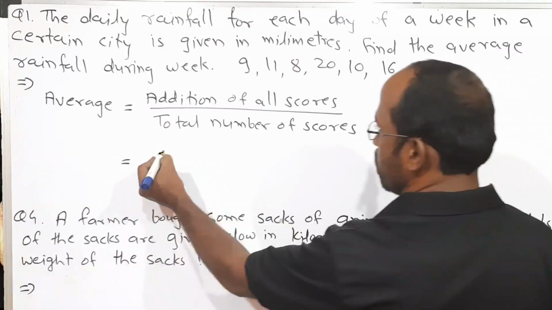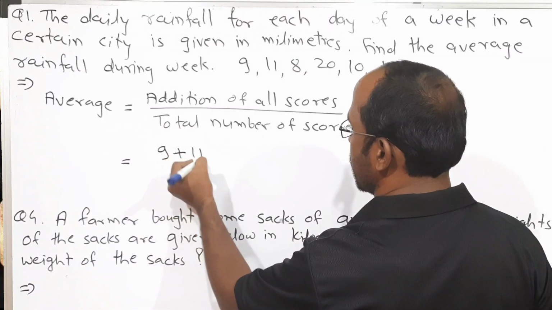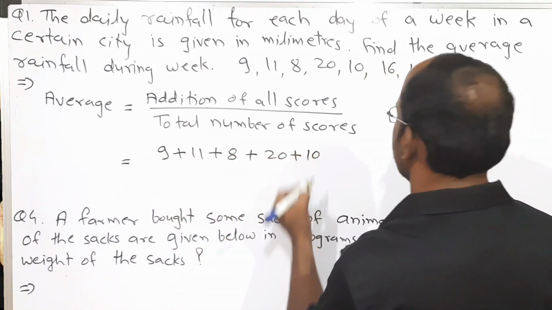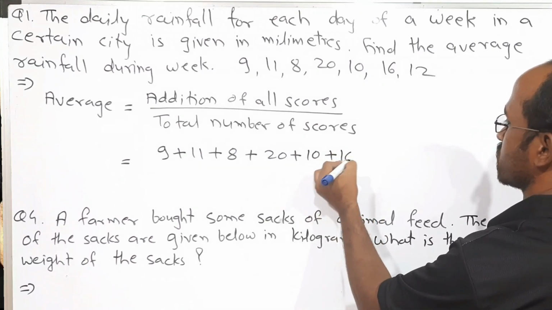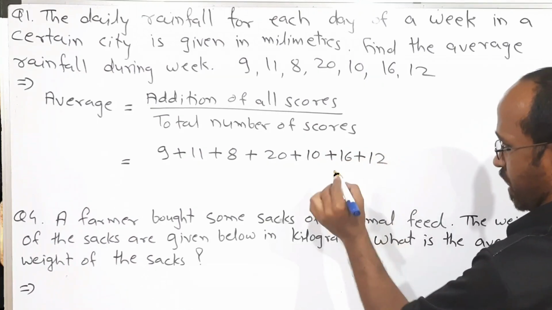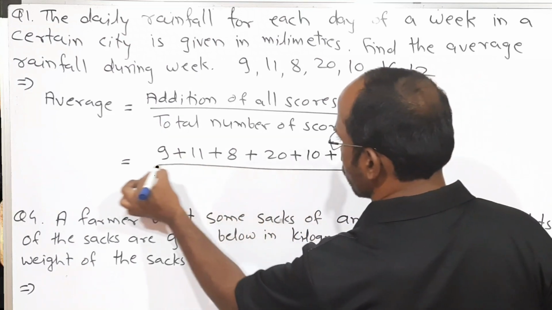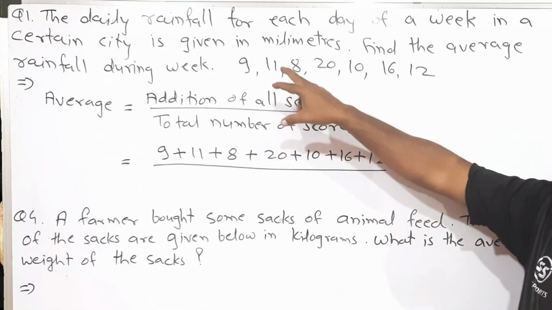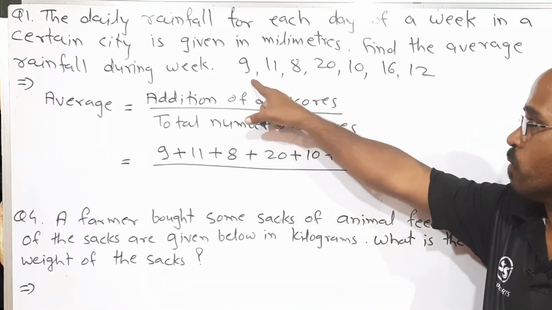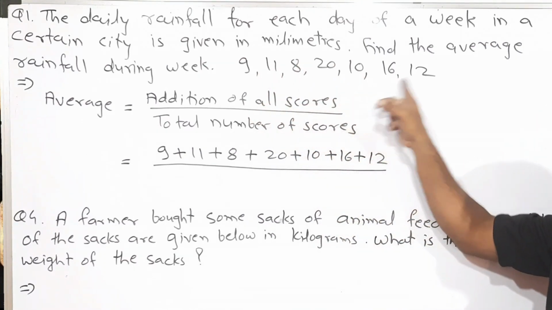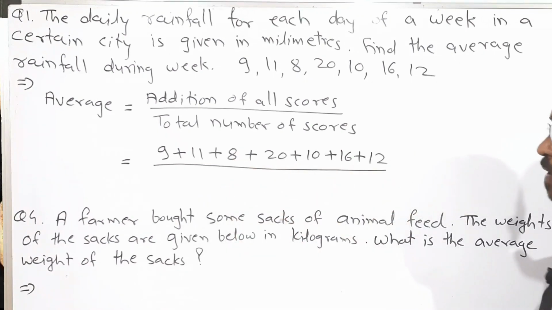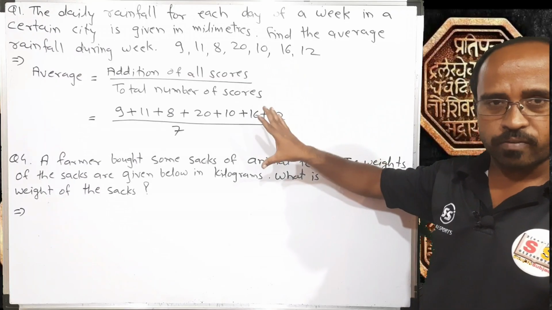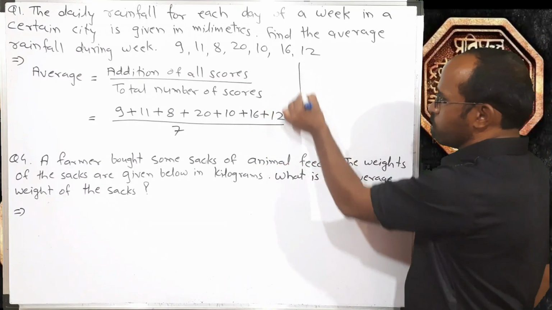So let's add them. 9 plus 11 plus 8 plus 20 plus 10 plus 16 plus 12, divided by the total number of scores. How many scores are there? 1, 2, 3, 4, 5, 6, 7. So this number we have to divide by 7. As simple as it is, that is the way to find out average. Clear? So let's find out average.